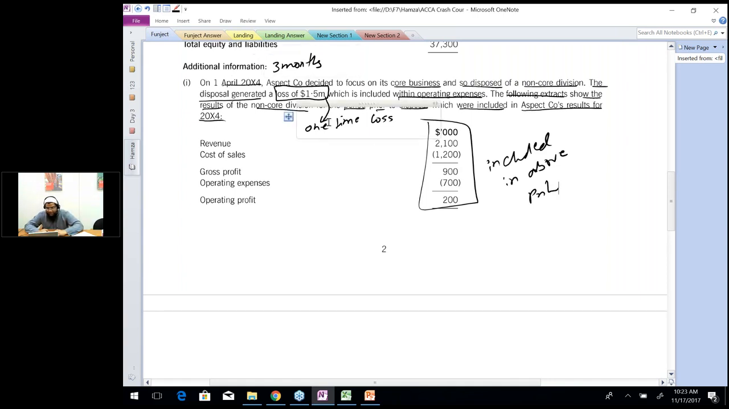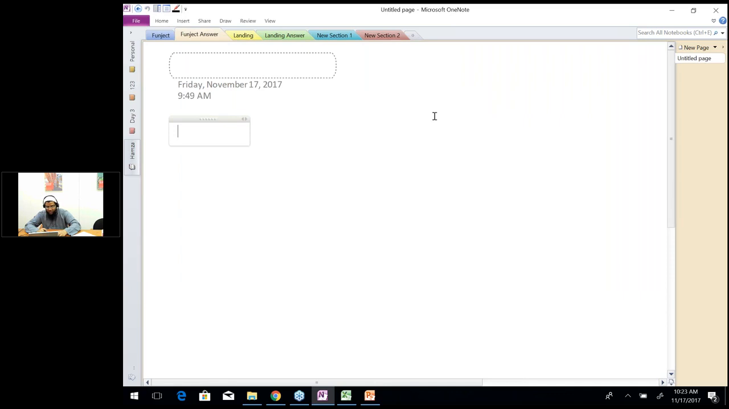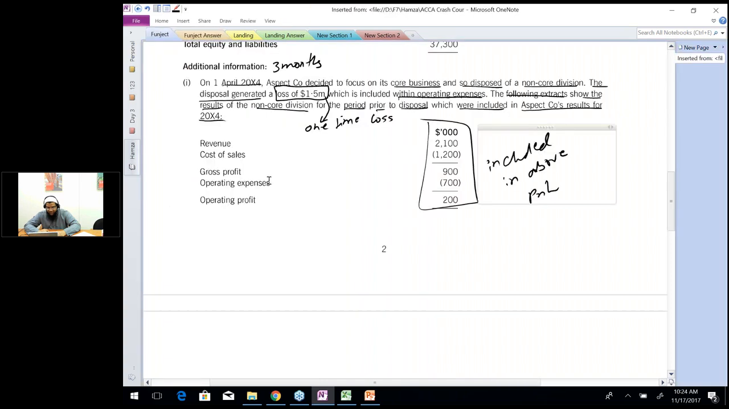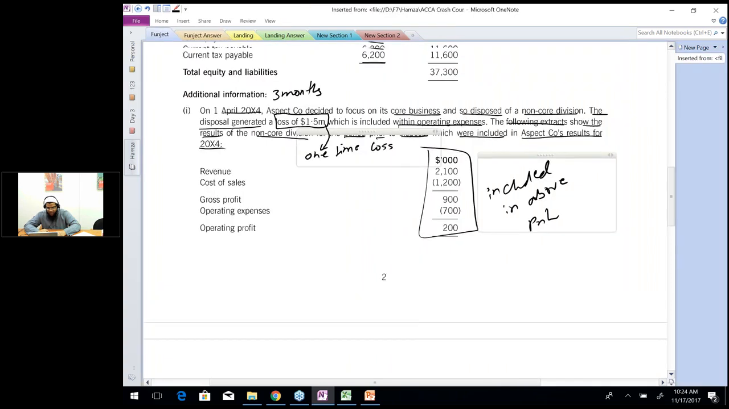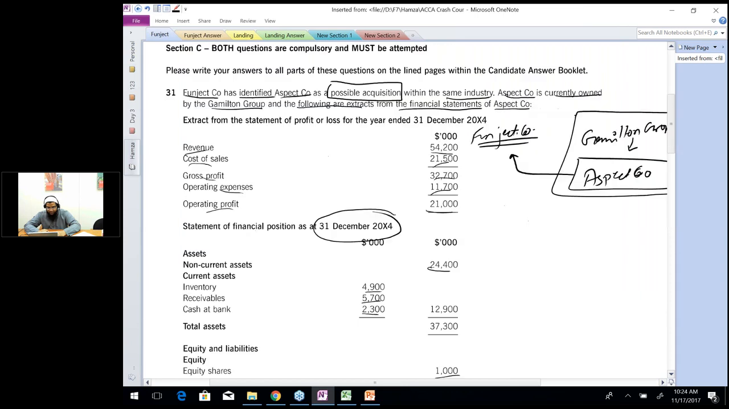So let me write down the answer on the new page. I'm writing revenue, cost of sales, gross profit, and then we have operating expenses, and then operating profit.